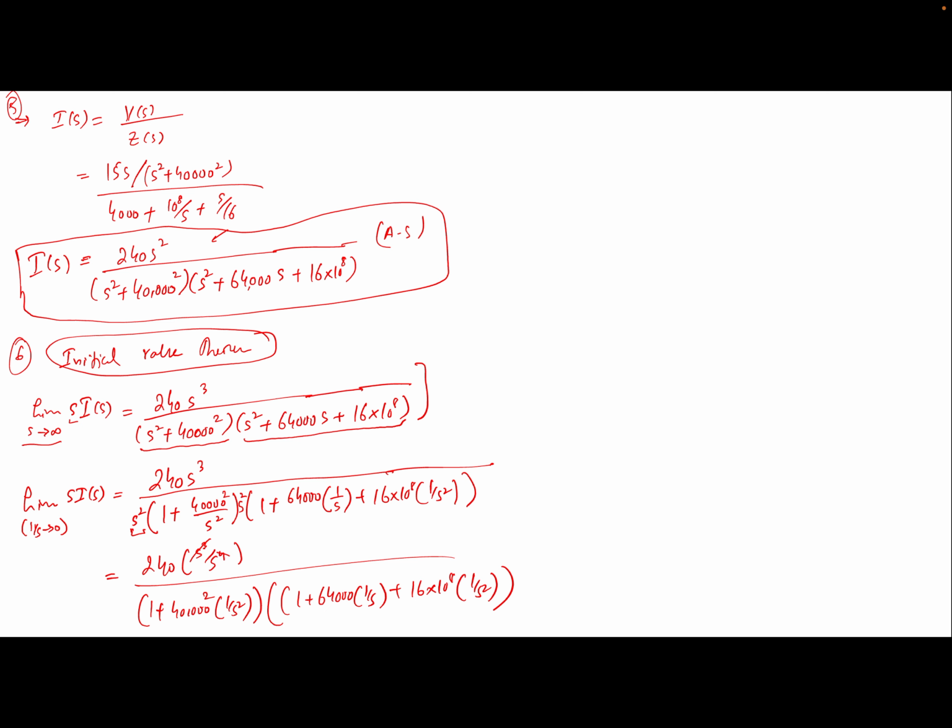Now you can easily see that if I apply the limit 1 over S approaches 0, my numerator is going to become 0, divided by 1 plus 0 times 1 plus 0 plus 0. So 0 over 1 comes out to be 0.